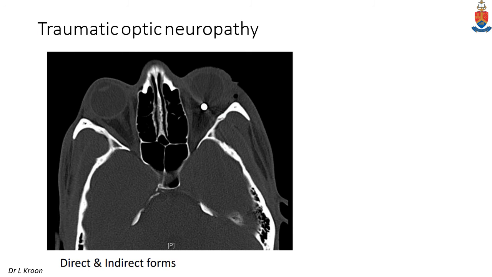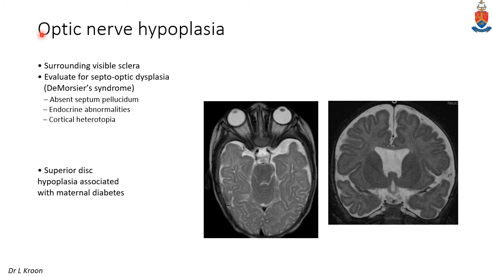Optic nerve hypoplasia is a congenital optic neuropathy, and the optic nerve is small in diameter and there's surrounding visible sclera. This is the so-called double ring sign. One has to evaluate for other associated central nervous system abnormalities.